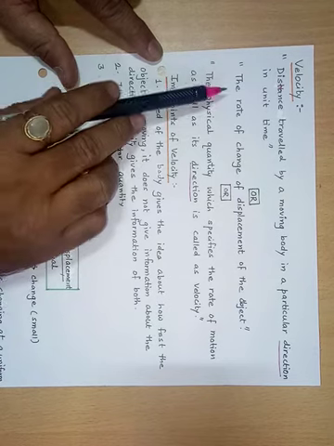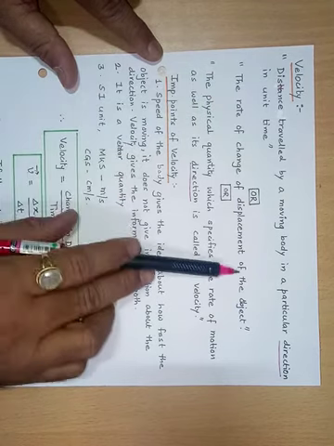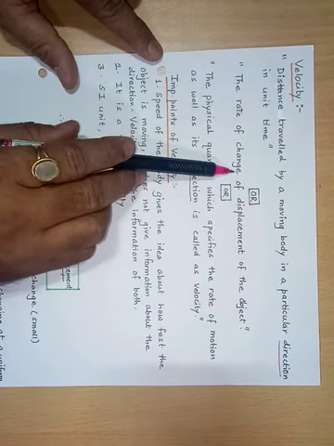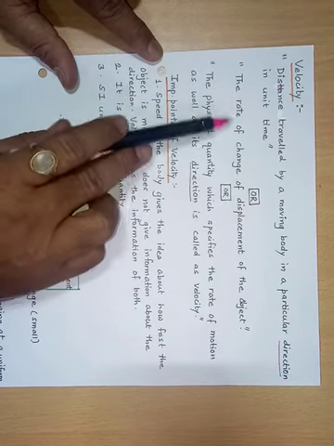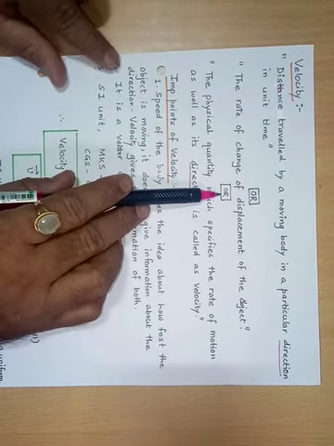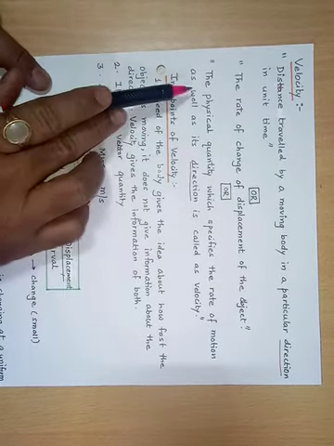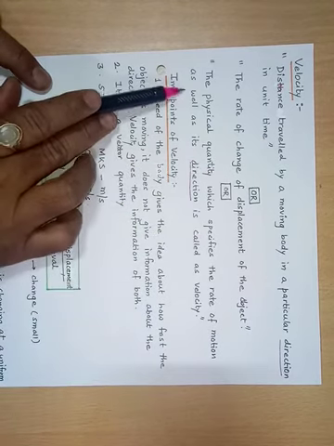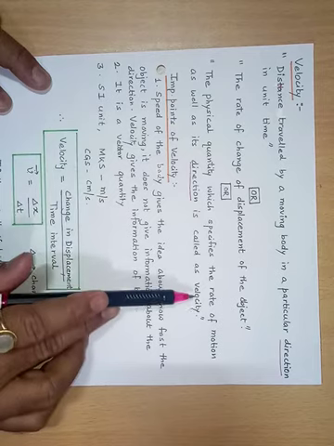So the second definition is the rate of change of displacement of the object. Here, rate of change, I would like to throw some light later on this word. The third definition of the velocity is like this: the physical quantity which specifies the rate of motion as well as its direction is called the velocity.